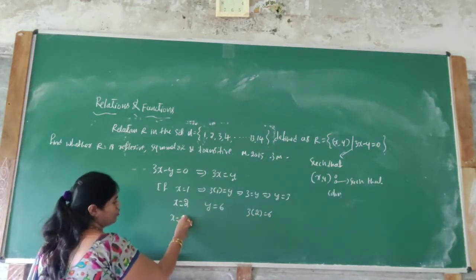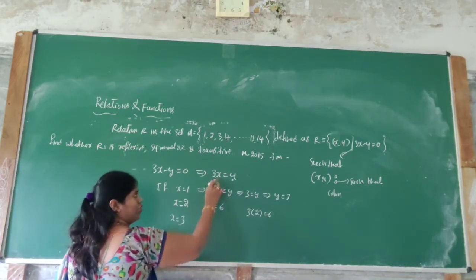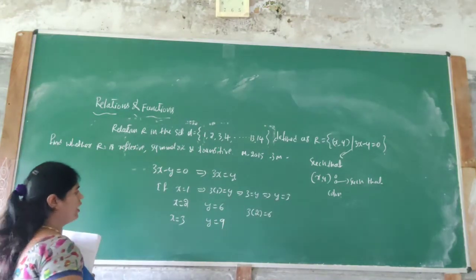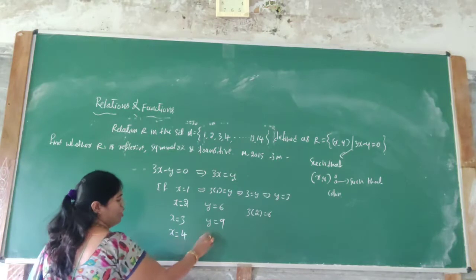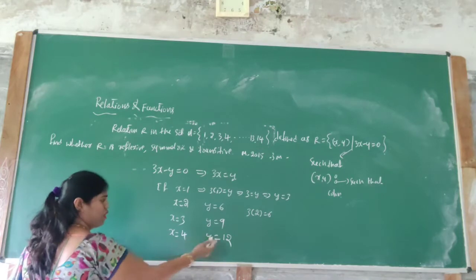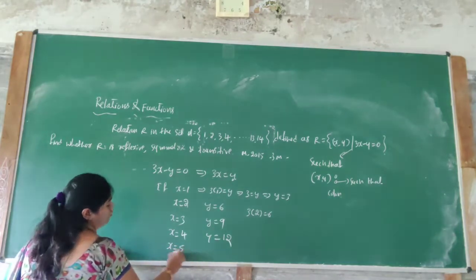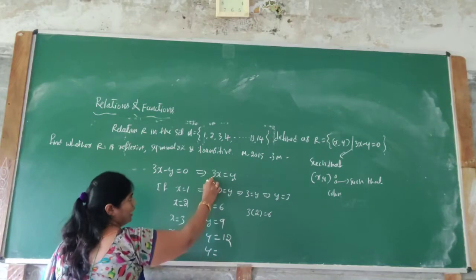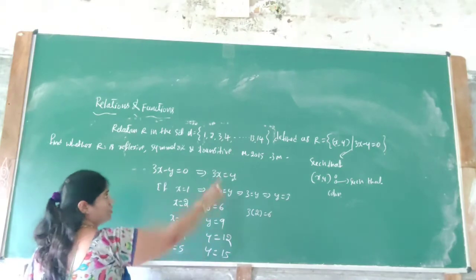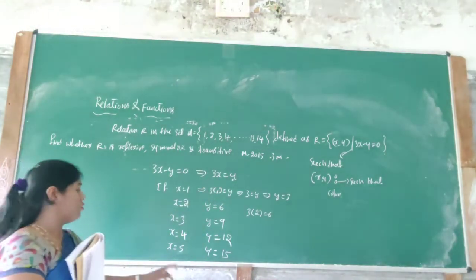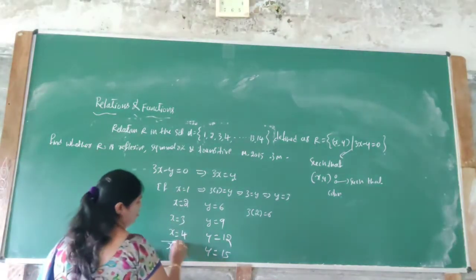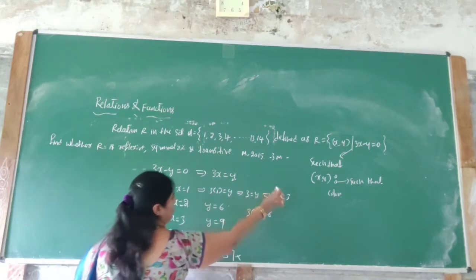Next, if x is equal to 3, what will be the y value? 3 into 3, which is equal to 9. Y is equal to 9. Next, if x is equal to 4, y is equal to 3 into 4, 4 threes are 12, so y is equal to 12. If x is equal to 5, y is equal to 3 into 5, 15. Shall we take this value? We couldn't take this y value because it is not there in the set A. So up to here we have to take.